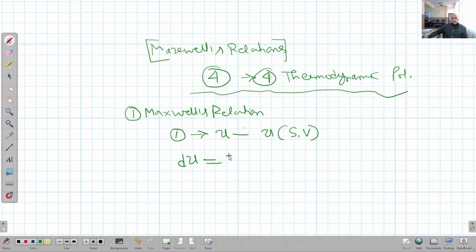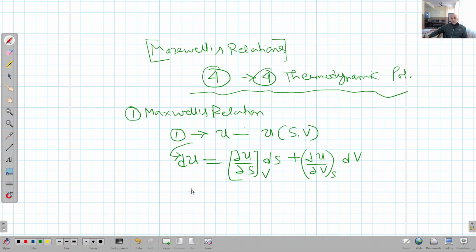know dU should be equal to curly U upon curly S at constant V into dS plus curly U upon curly V at constant S into dV. Clear? So this total derivative of U is according to the theory of derivatives. We have learned it in mathematics.